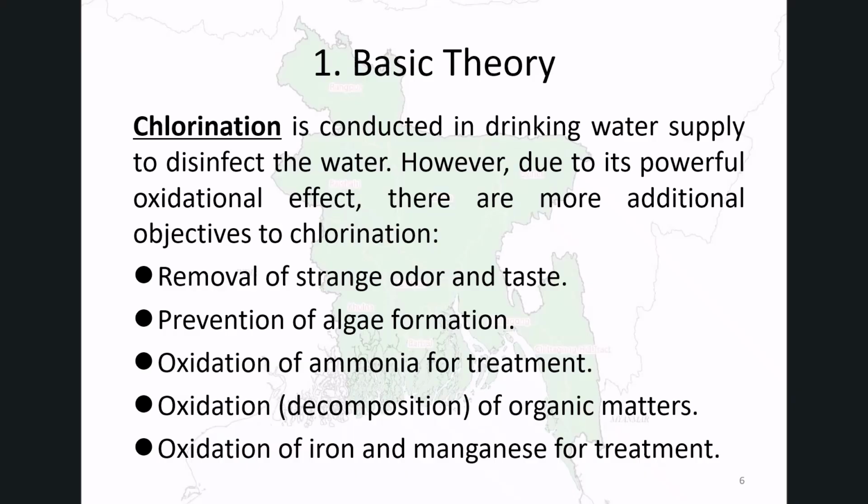Chlorination also prevents algae formation inside sedimentation tanks and filters, which is especially important in warm climates. Chlorine reacts with ammonia by oxidation, which is a specific reaction in the context of chlorination. Not only ammonia, but also organic matters are oxidized, reducing water quality risks to health. In addition, it oxidizes iron and manganese, converting them into forms that can be removed by sedimentation and filtration.